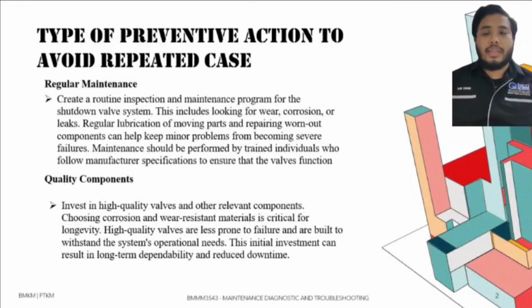Regular maintenance is to create a routine inspection and maintenance program for the shutdown valve system. This includes looking for wear, corrosion or leaks. Regular lubrication of moving parts and repairing worn-out components can help keep minor problems from becoming severe failures. Maintenance should be performed by trained individuals who follow manufacturer specifications to ensure that the valve functions.